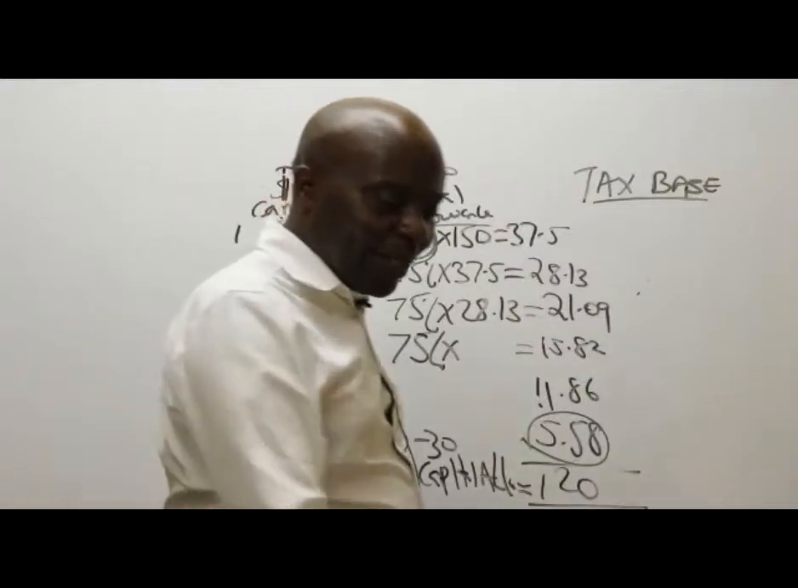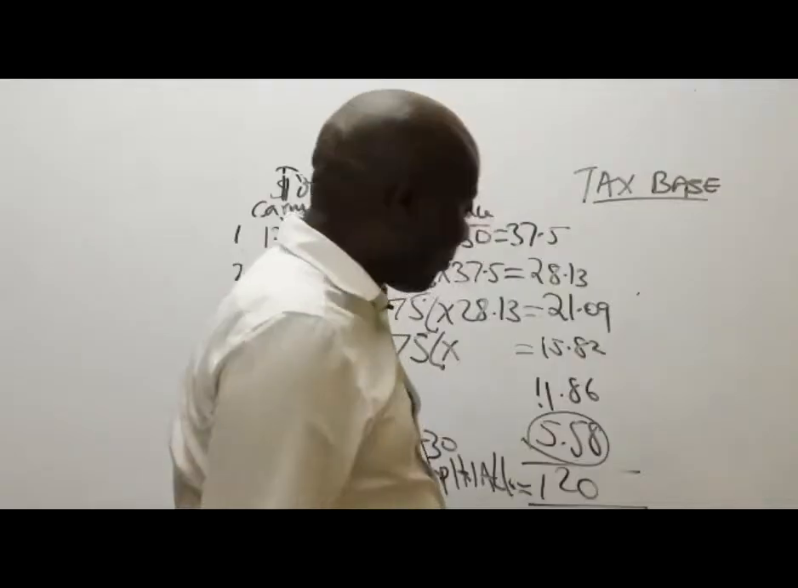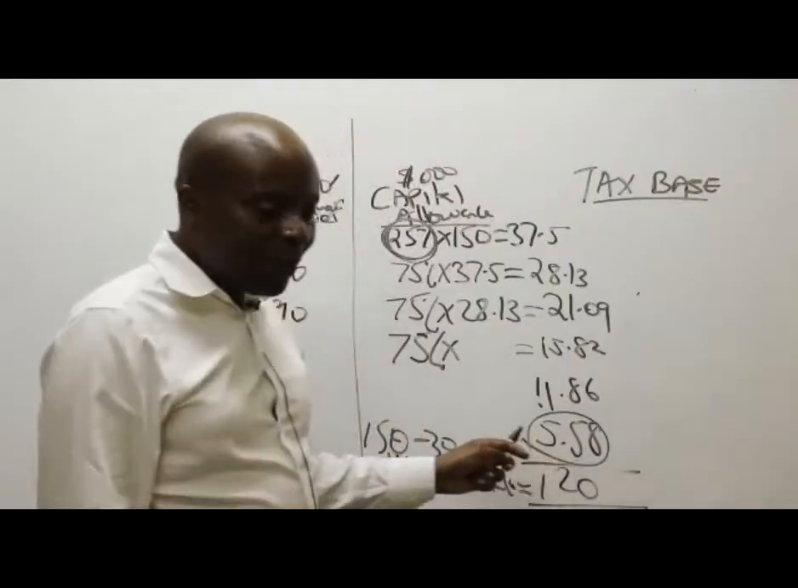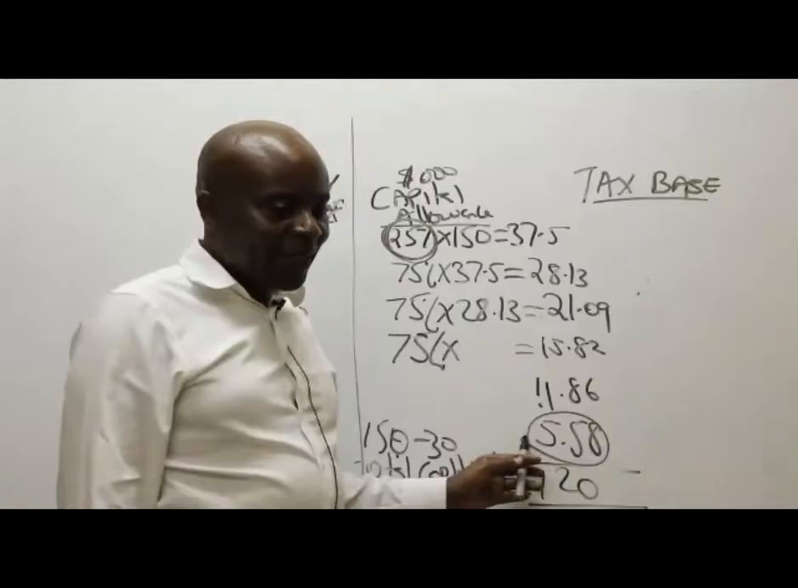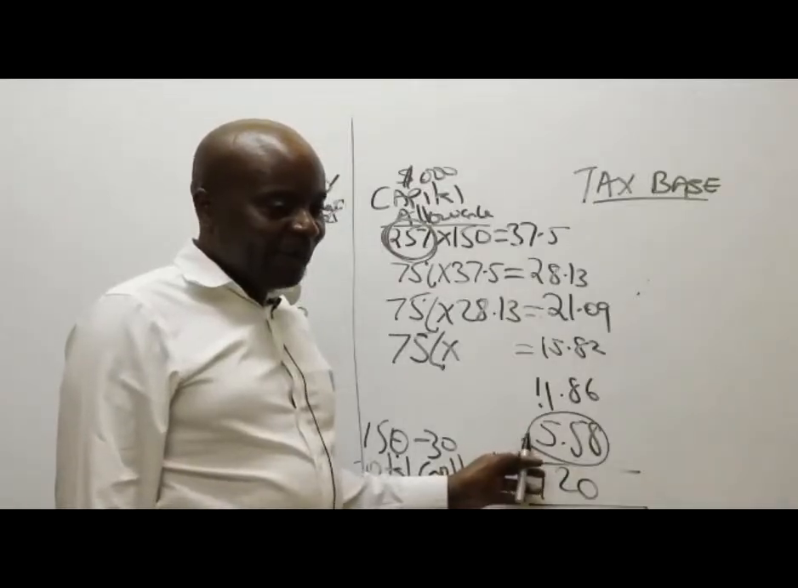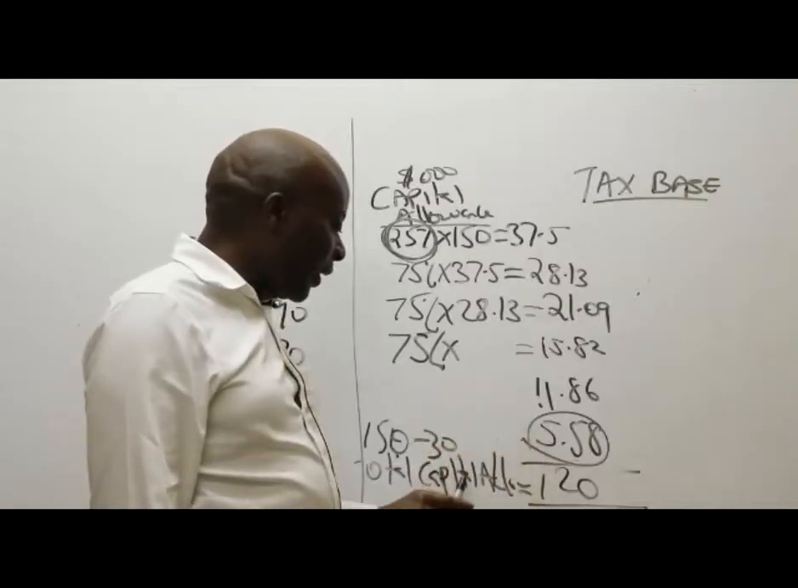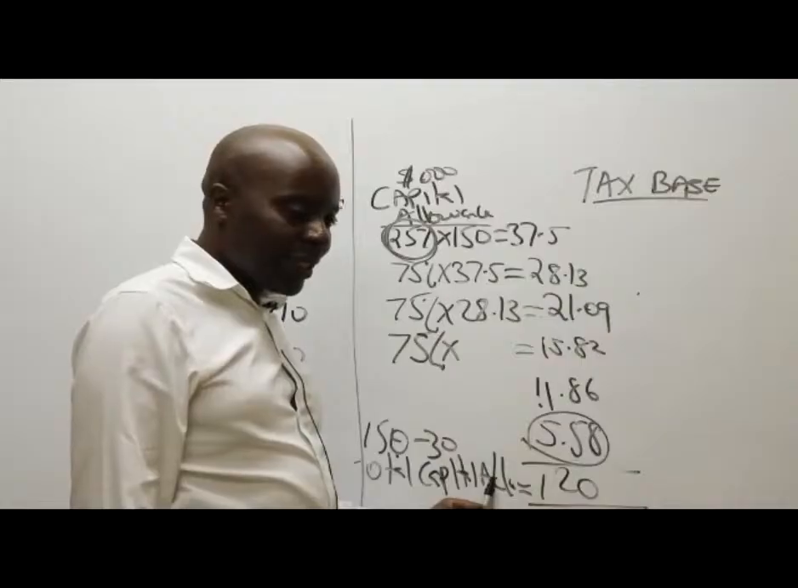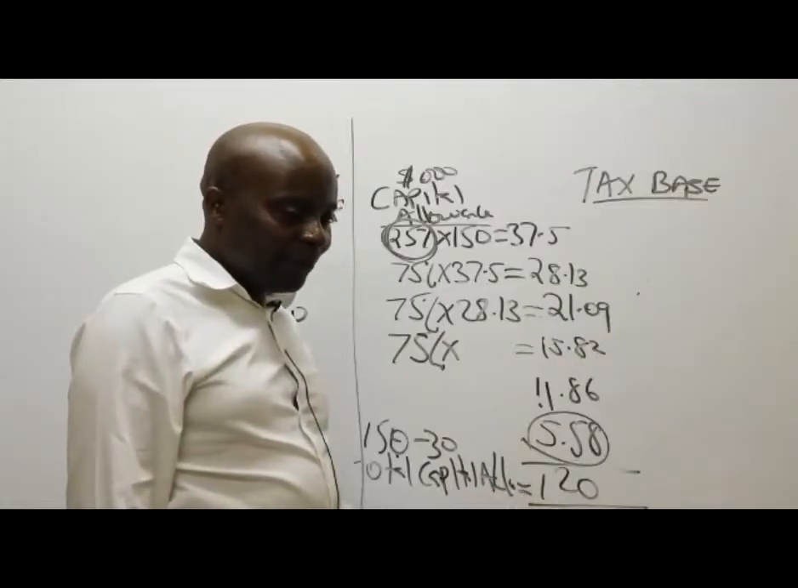Okay. Where is the problem? Is the problem here at 5.58? Have you seen where we have gotten the total capital allowance of 120?